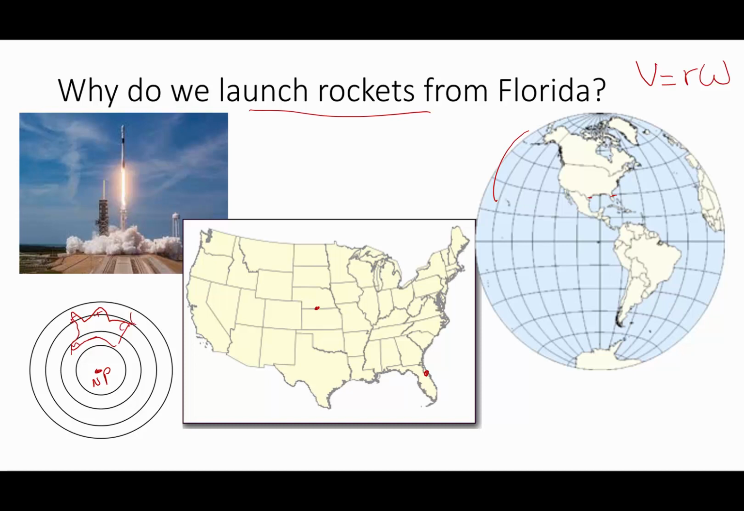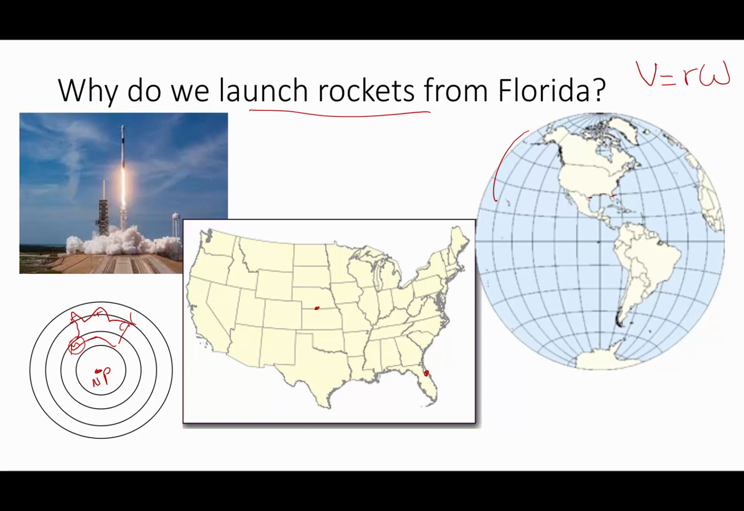Yeah, I know it's hard to understand, but as the Earth rotates, the closer you are to the top of the ball, you are going to have a smaller tangential velocity. So anything that would be launched from Maine would have a smaller tangential velocity.